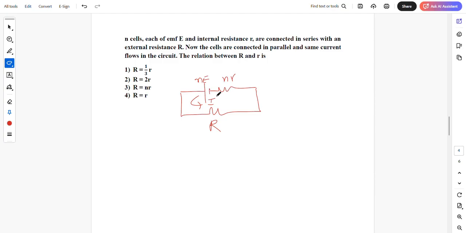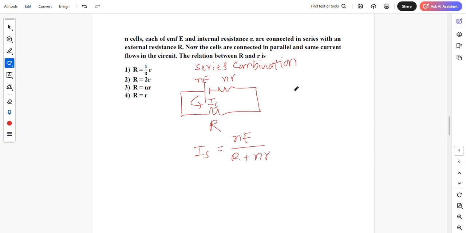If they are connected in series, this is called series combination of cells. In a series combination it becomes like this. If n cells are connected in series, we get nE and nr. I will be equal to how much in series connection? I is equal to nE divided by R plus nr.